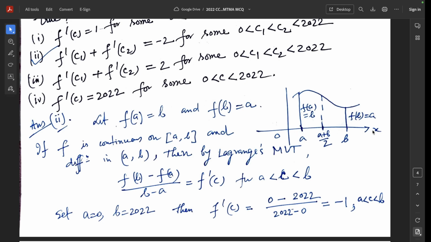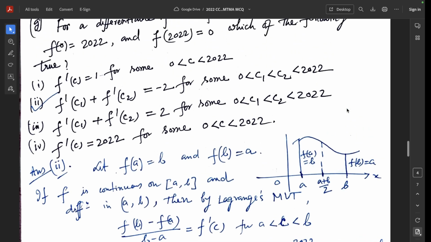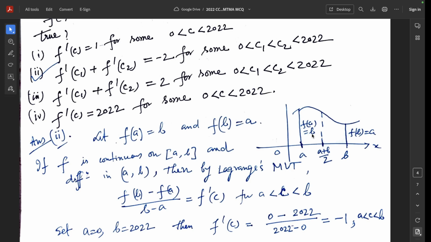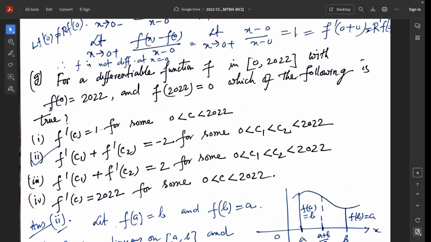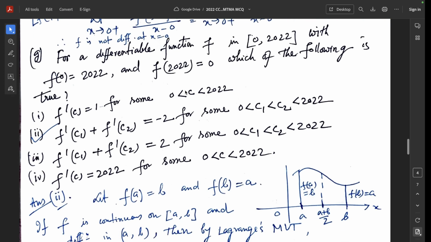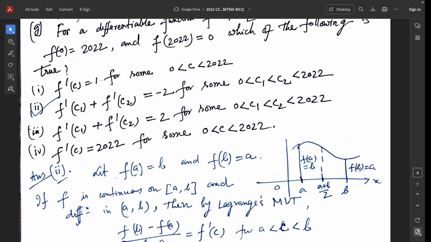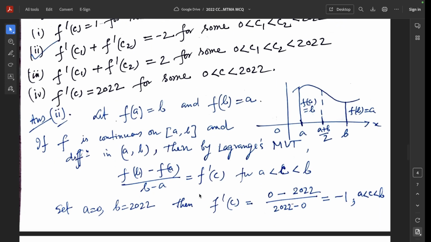This is the x-axis, y-axis. Consider this graph, this point A, that is f(a), this height is f(a), and this is the y-axis, and this point B, so this height is f(b). And according to our problem, this f(a) equal to b and f(b) equal to a. We choose here this 0 point is a and this 2022 is b, say. So f(a) equal to b and f(b) equal to a, this is the condition of our problem.